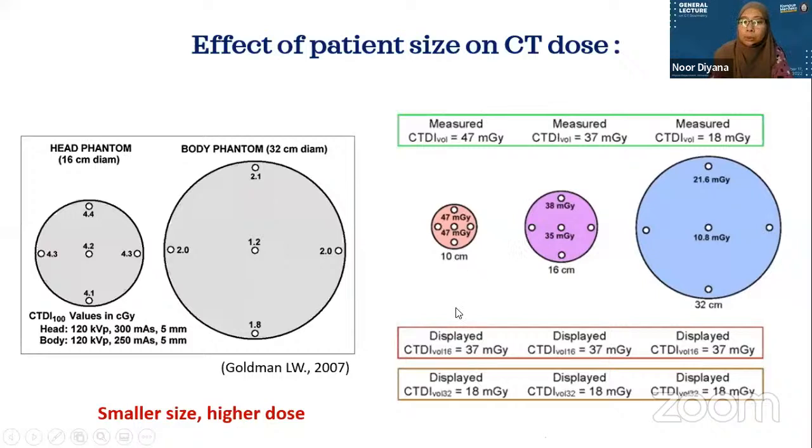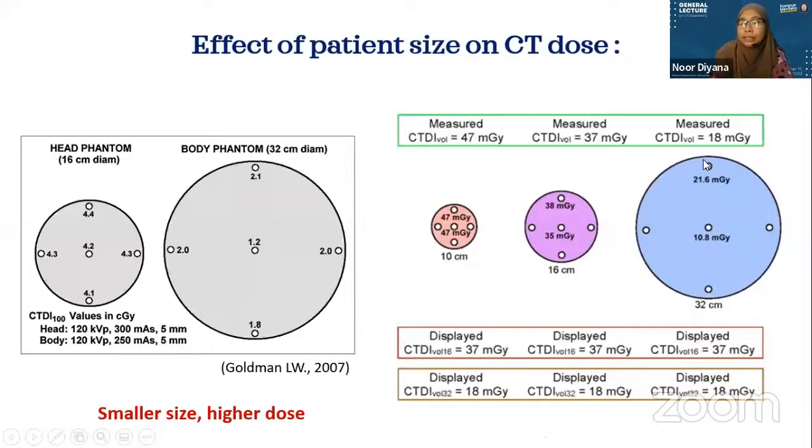affects the dose. For example, if you use the 16 centimeter phantom and you use the correct protocol, which is a head protocol using reference size of 16 centimeter, it will give you 37 milligray. But if you use the abdomen protocol for the 16 centimeter, it will display a lower dose. So it is an underestimate. The dose is supposed to be 37, but it displays 18.